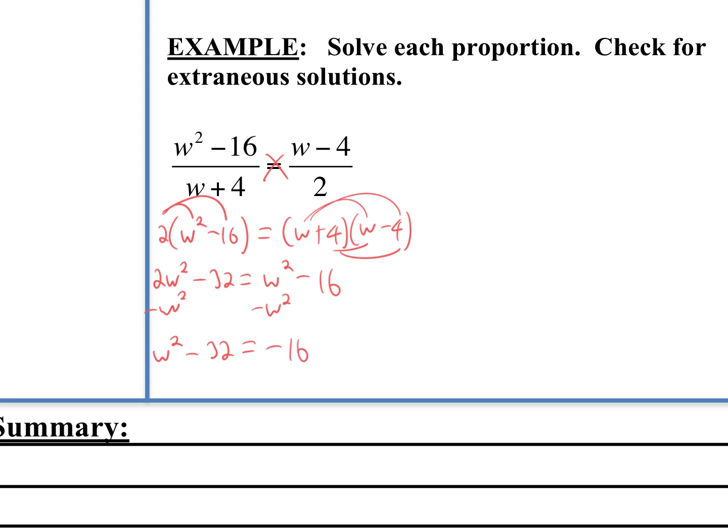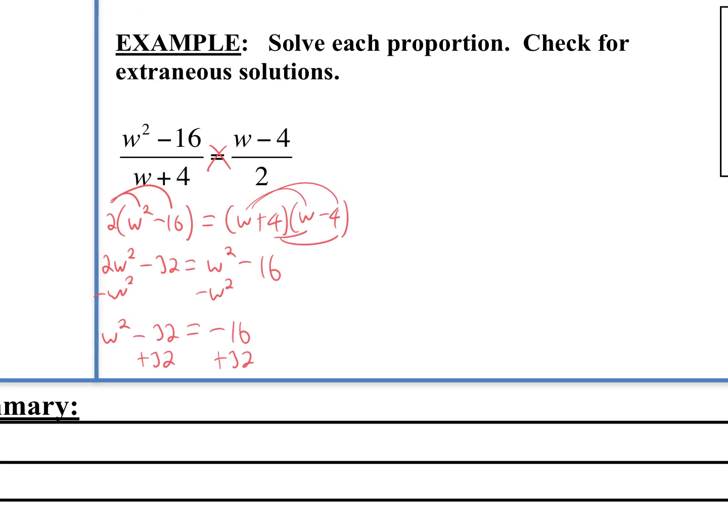All right. Now this one's kind of weird, okay? I would not move the 16 over, I'd probably move the 32. Sometimes if it's just w squared, I would just get it alone on one side, but if you have w squared and w, like a quadratic and a linear term, I would get them all alone, equal to 0, okay? So we're going to do this, you'll see why. So now we have negative 16 plus 32, we have w squared equals 16, right? So how do we solve that? We square root, we get w equals plus or minus 4.